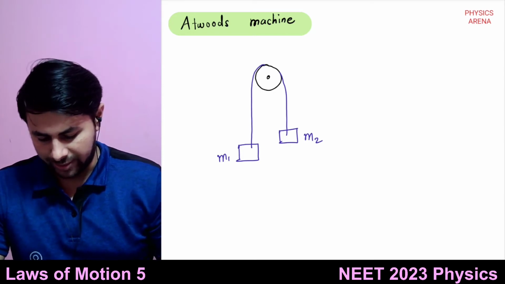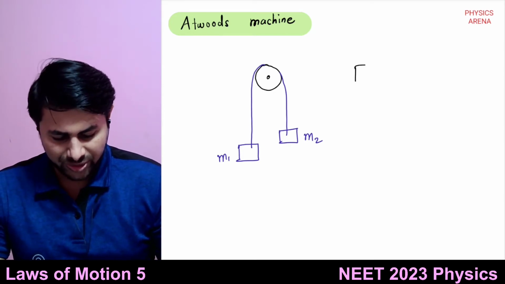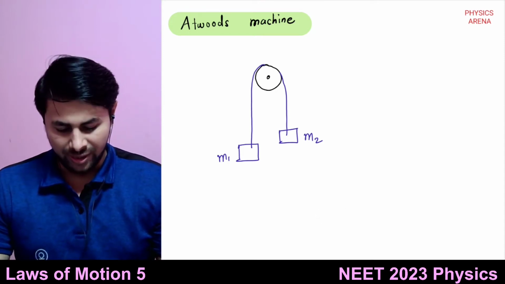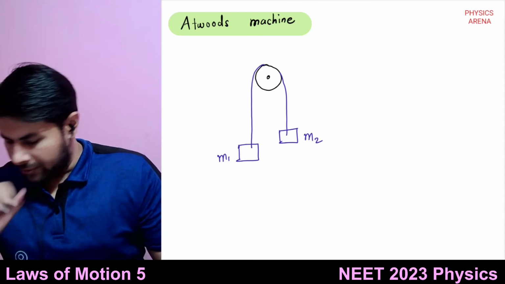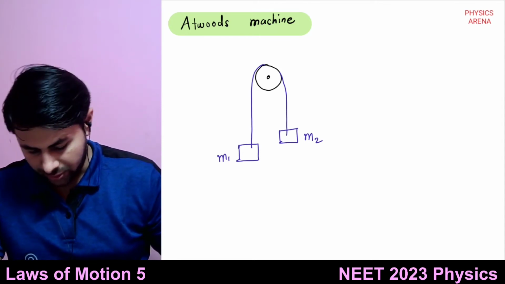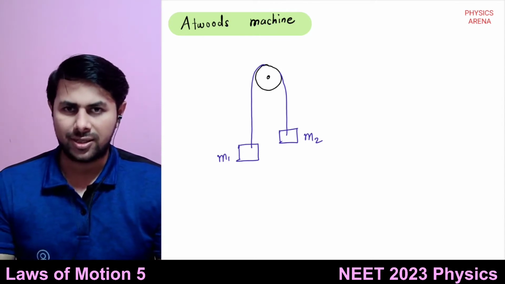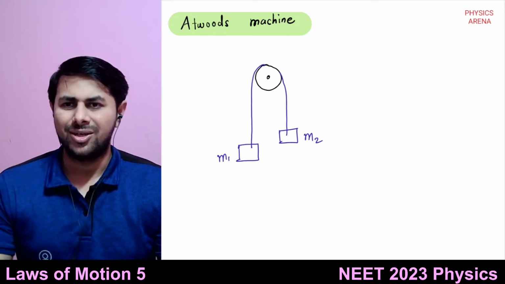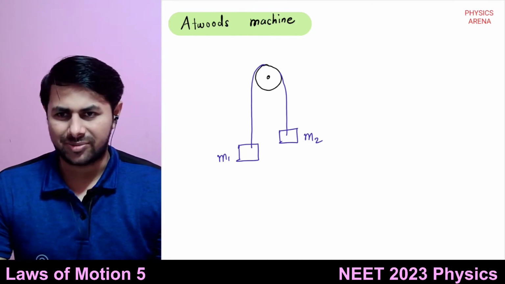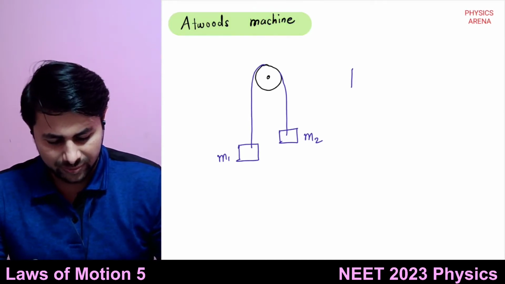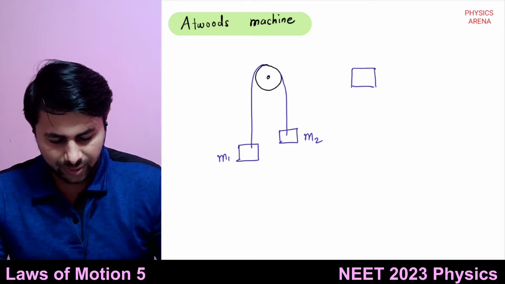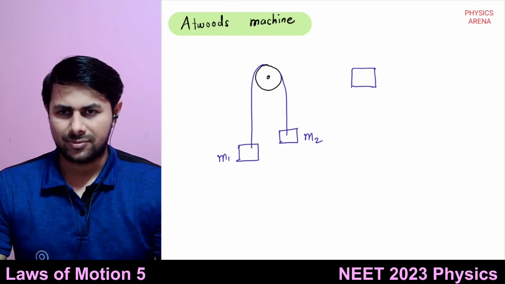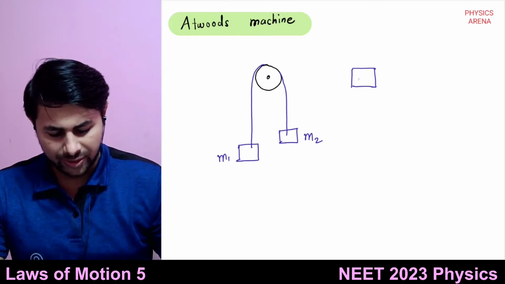So what is a free body diagram? We have used free body diagrams earlier in case of dynamics of circular motion, etc., but we just didn't call them free body diagrams. So what are free body diagrams? You consider a body, you draw all the forces acting on that body. That's it. So what are the forces acting on M1?